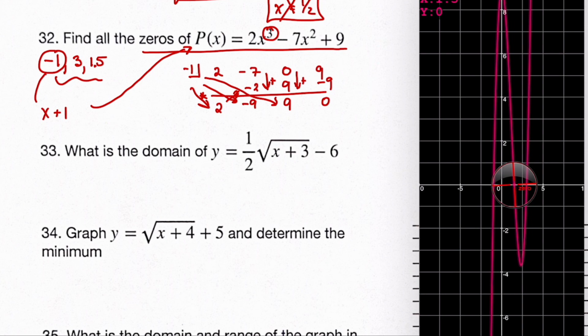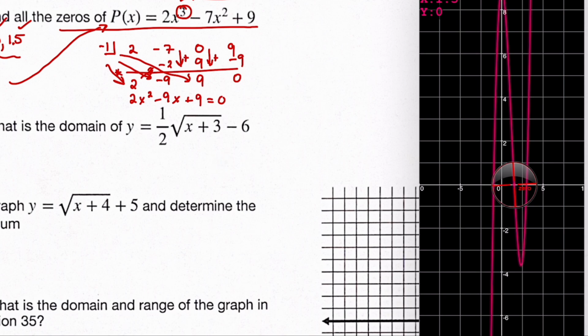And this is now a 2x squared minus 9x plus 9 equation. And that's probably got these other two solutions in them. So if I were to factor that, and you wouldn't have to, right? We already know the answers here. But I'm going to factor it just to remind us how to factor when our a value does not equal 1.